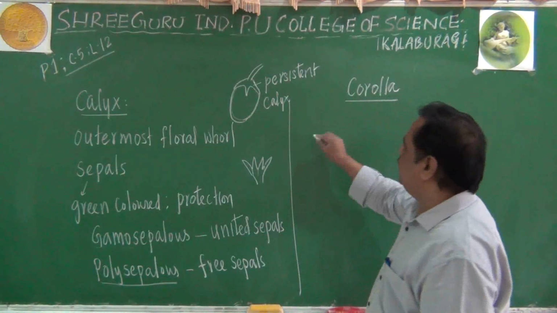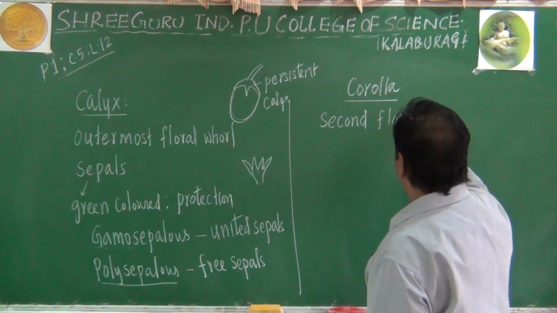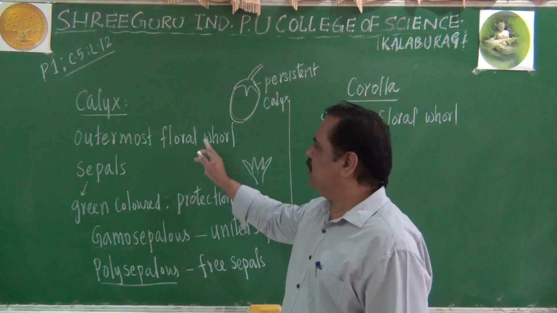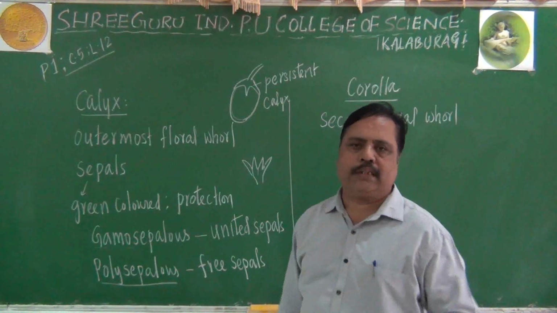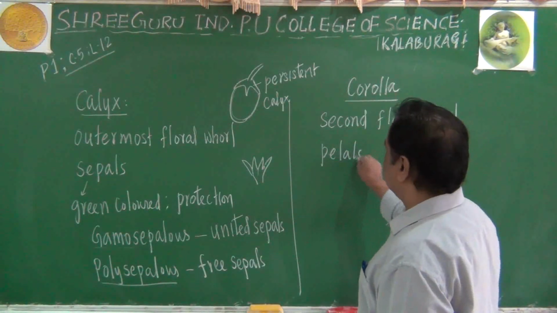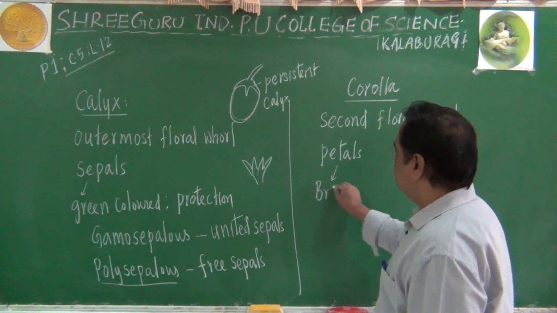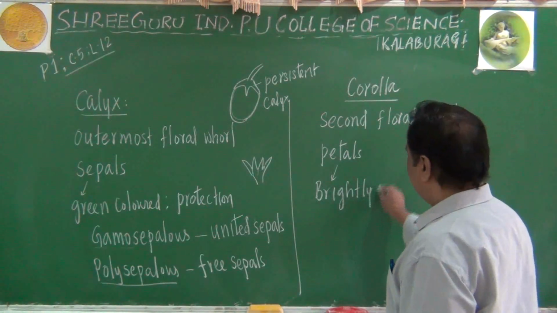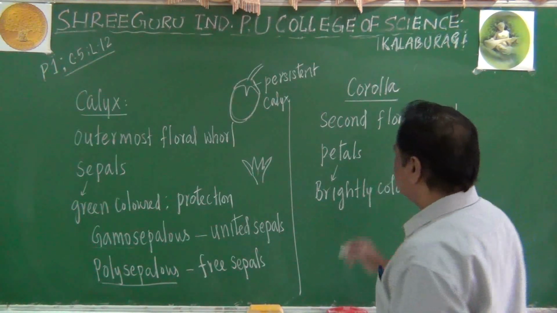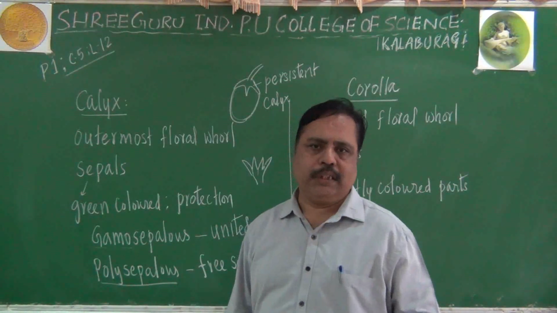Corolla is the second floral whorl from outside, from the thalamus. Outermost is the calyx, and second, inner to the calyx, the corolla is present. Corolla is made up of petals, I told you already. Petals are the brightly colored portion of a flower. Brightly colored parts of a flower are called the corolla, remember. In different flowers, different colors will be present.